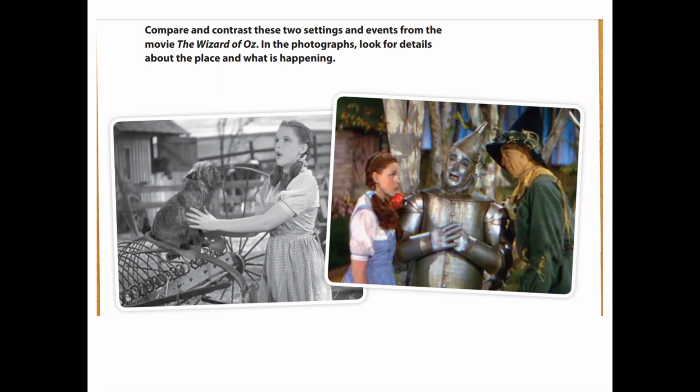So take a minute to do that now and just think about it. Don't write anything down yet. Just think about it. Really look at these pictures. And again, you can pause the video if you need more time to really look at the pictures and think about the details of what's happening in these pictures and where they are.